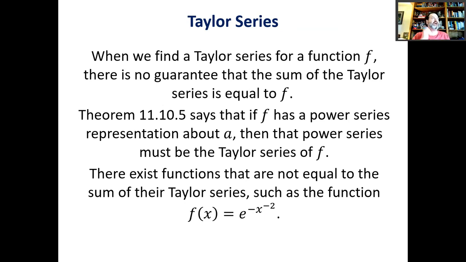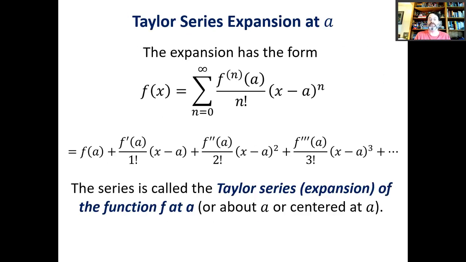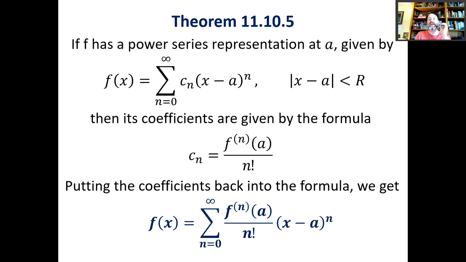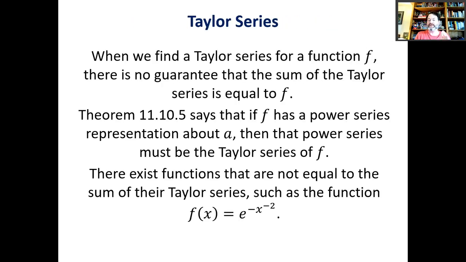Now, we're going to be finding Taylor series, but just keep in mind that there's no guarantee that the sum of a Taylor series is in fact equal to f. There are functions that pop up that don't have Taylor series representations. What this theorem says is that if there is a power series representation, then that power series representation is the Taylor series. It's not saying every function has a Taylor series. Those are not the same statements. It's saying if it has one, then you can find it with a Taylor series, or it's equal to the Taylor series.